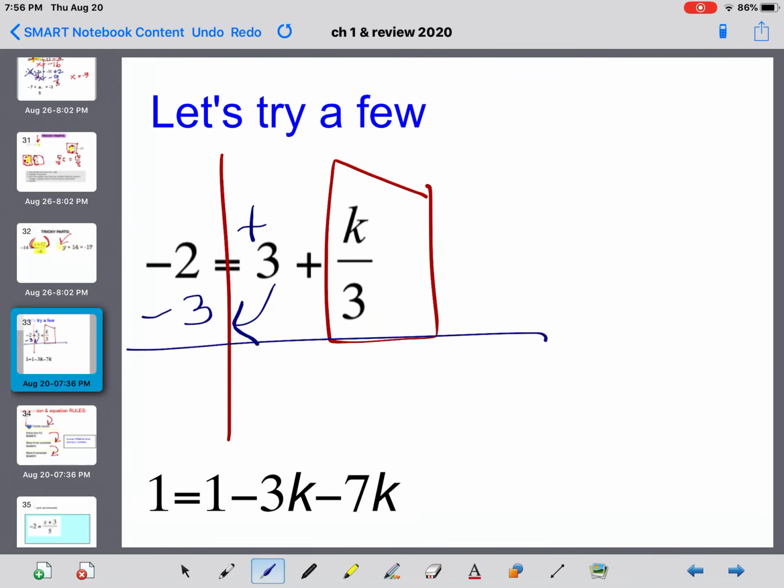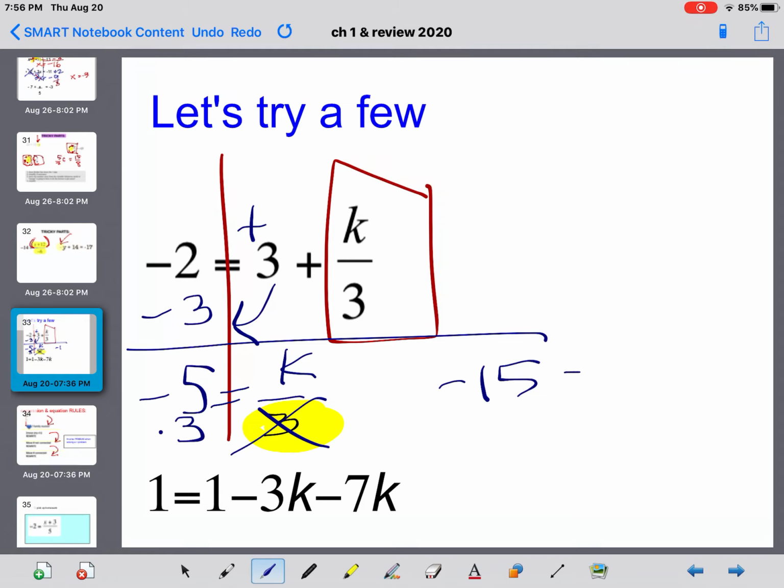Now I'm going to simplify. Negative 2, negative 3 is negative 5. And now we have k divided by 3. We have one step left, and that is we need to get rid of this 3. Right now the 3 is dividing. It needs to move over and do the opposite of divide, which is multiply. Negative 5 times 3 is negative 15. And that should be our answer. Negative 15 equals k.